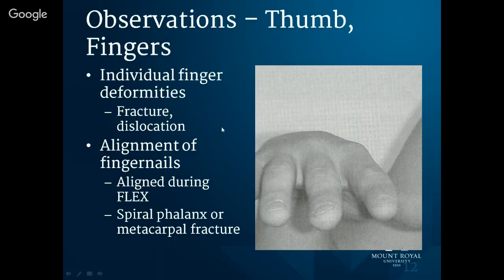Other observations a therapist can make involving the fingers include individual finger deformities that could be indicative of a fracture or a dislocation. Looking at the alignment of the fingernails could indicate a spiral fracture of the phalanx or the metacarpal.